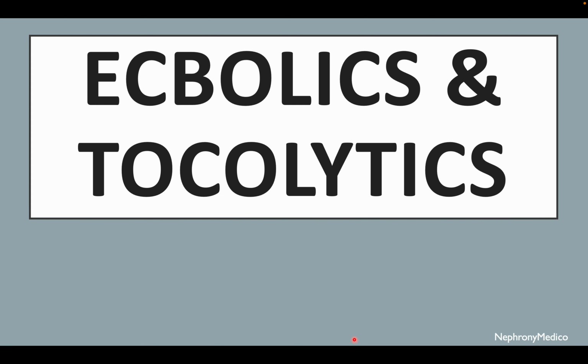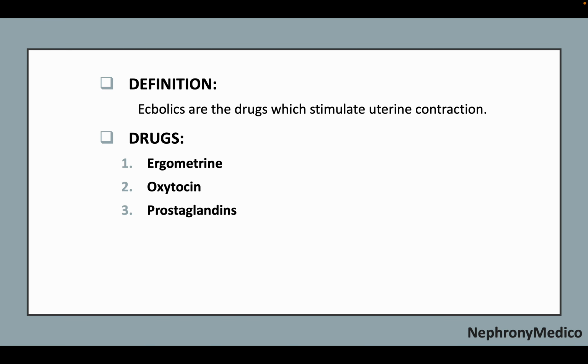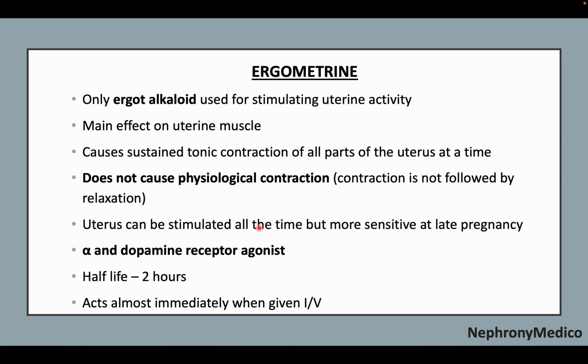Hello and welcome. Let's talk about ecbolics and tocolytics. So, what are ecbolics? Ecbolics are the drugs which stimulate uterine contraction. These include ergometrine, oxytocin, and prostaglandins.